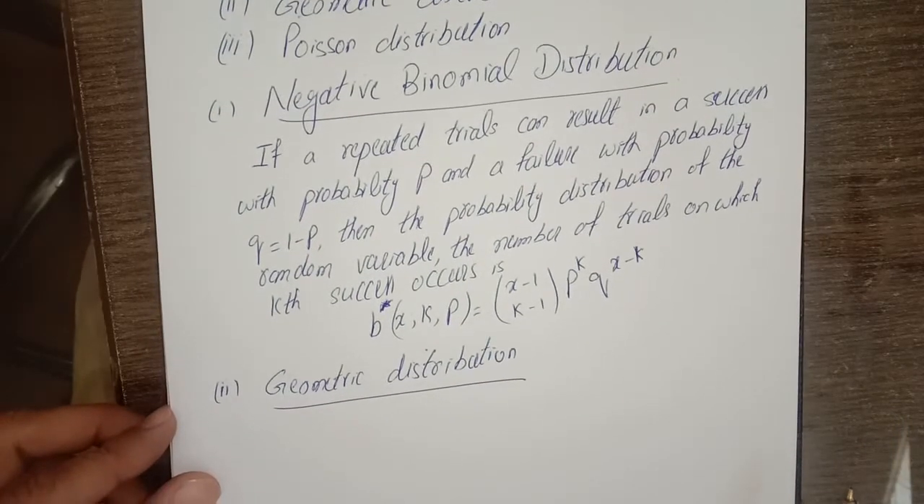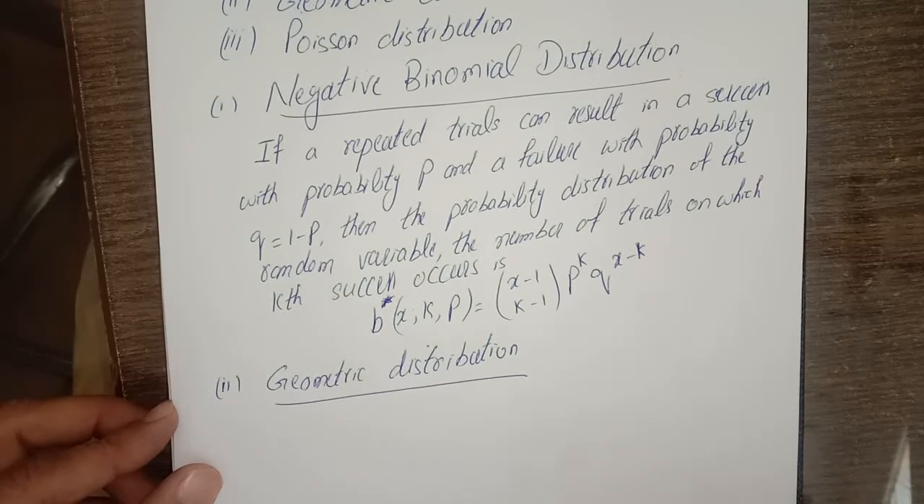The number of trials on which the first success occurs is basically a geometric distribution.